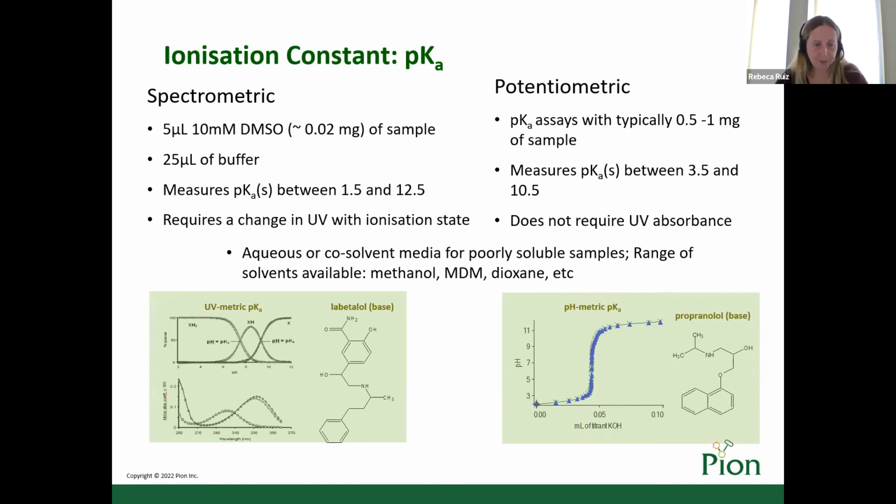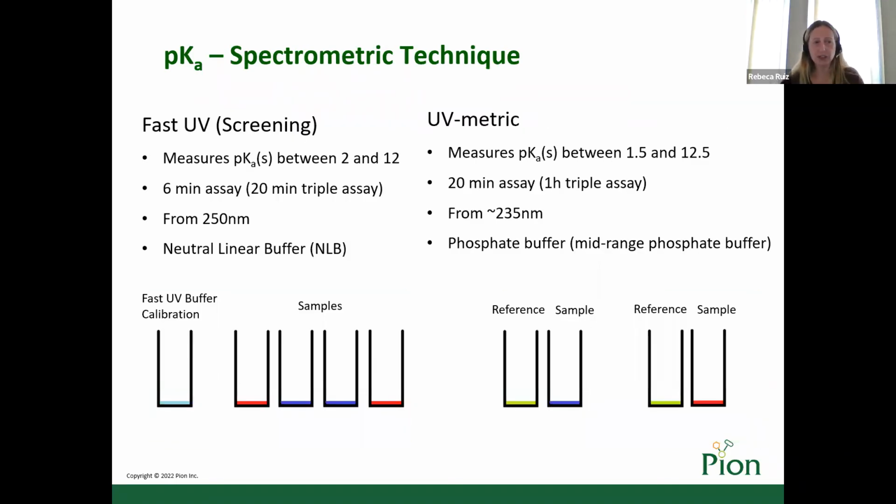So, as I have mentioned in my previous slide, T3 offers two analyses for the spectrometric technique, the fast UV and the UV metric. The main difference between them is the buffer. And because of the buffer, these two analyses have different limitations and advantages. The buffer used in fast UV is the neutral linear buffer, made by Pion, which contains several acids and bases, which allows the solution to be buffered between pH 2 and 12.